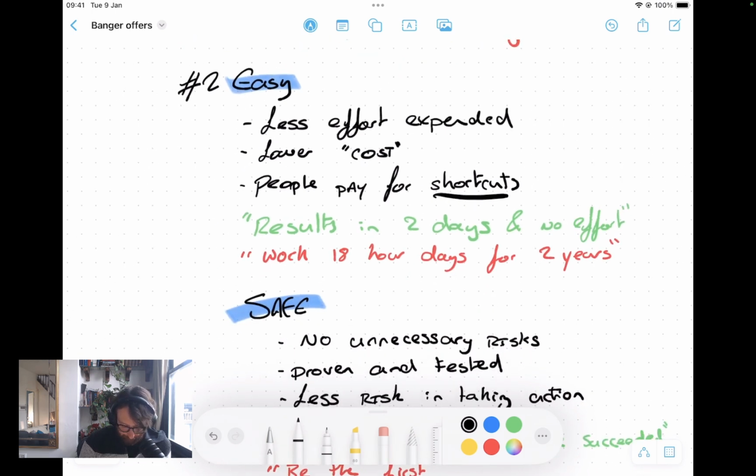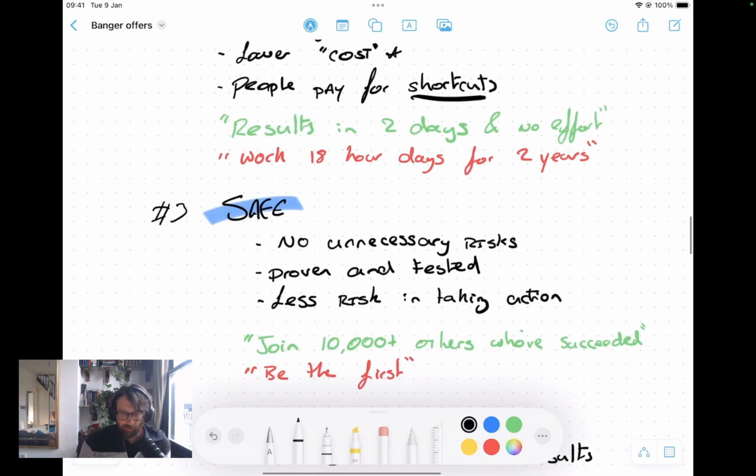Number 3 is safe. This kind of ties in a little bit with the lower cost here. It's about perception of the risk, okay? People don't want to take unnecessary risks. If you had 2 options and one was a 50-50 chance of success, one was a 100% chance of success, you're always going to go with the 100% chance of success. Like, people just default to the safe option. That is, of course, an extreme example, but they don't want to take unnecessary risks. So they want things that are proven and tested, and they want less risk by taking that action.